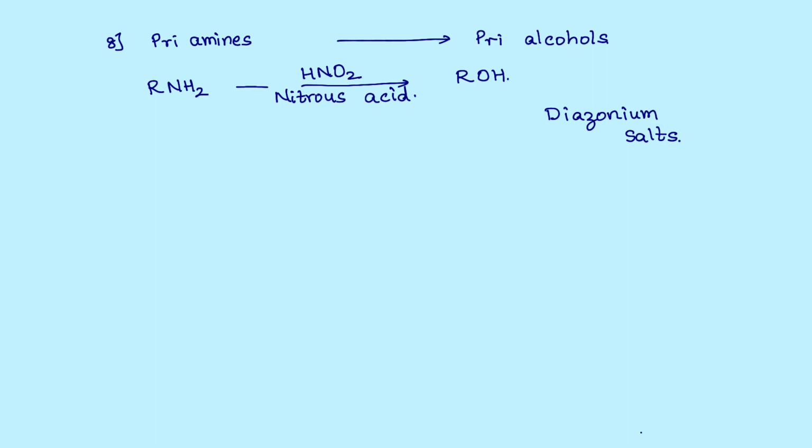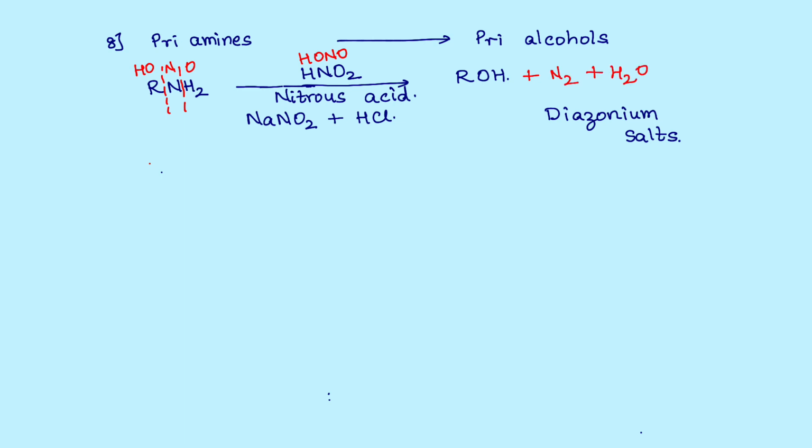Diazonium salts. We have prepared diazonium salts using nitrous acid. But we don't get nitrous acid in the laboratory easily. How do we prepare? Sodium nitrite and HCl. So what do we get? Nitrous acid. Let's break it down. I'm going to write this nitrous acid as HONO. Things become very easy for me. ROH plus nitrogen plus water.